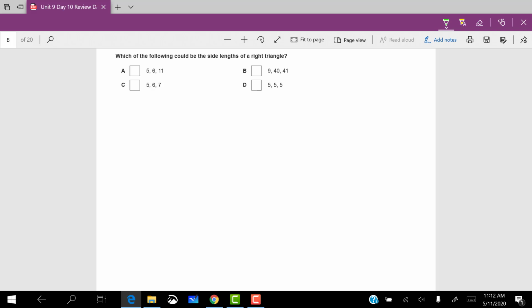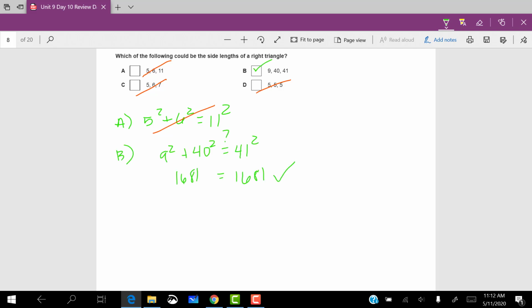All right, which of the following could be a right triangle? So remember, if this is going to work, so for instance, for letter A, if I've got 5 squared plus 6 squared equals 11 squared, then I know it's a right triangle. For this one, that's definitely not true, so that's not a right triangle. 5 squared plus 6 squared is not going to be 7 squared either, so that's no good, that's no good. Definitely not that one. Let's check B and make sure it really works. It does. So B is the right triangle.